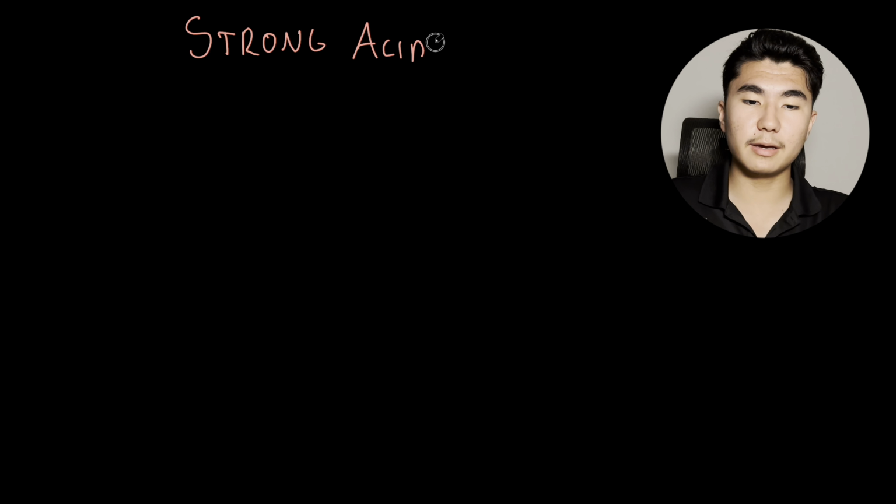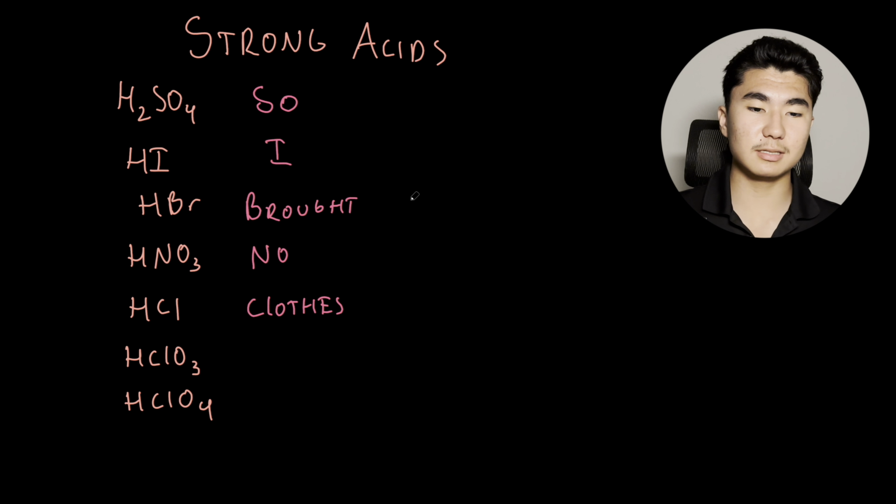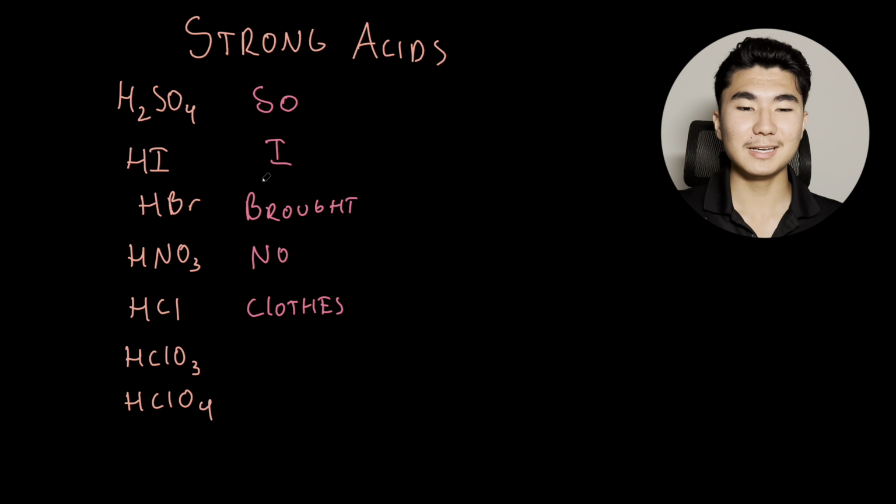And you might be wondering, well, how am I supposed to memorize all of them? Well, there's a memory trick that you could use, and it is called the So I brought no clothes. So here's just an acronym you can use to memorize the strong acids. The So is our sulfite or sulfate. I kind of forgot my polyatomic ions, but I for our iodine, Br, brought for our Br, NO for our NO3 over here, and clothes for our Cl. But you do have to memorize ClO3 and ClO4. But here's just the easy way to memorize it. So I brought no clothes, and that is strong acids.